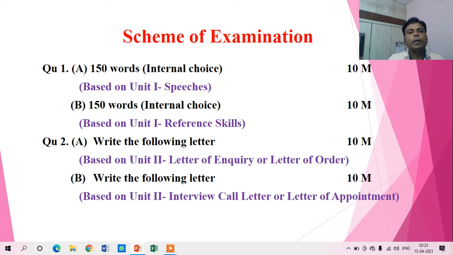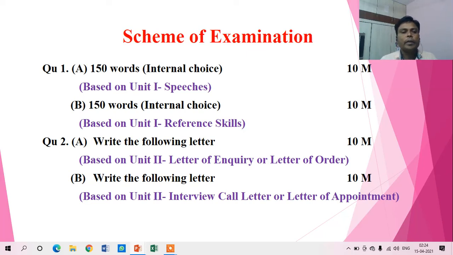There are two questions based on speeches, and internal choice is there. So you have to answer any one question based on speeches, which carries 10 marks. In the same way, there will be internal choice in the second question also, that is question number 1B, based on reference skills. Either you have to answer any one question based on reference skills.